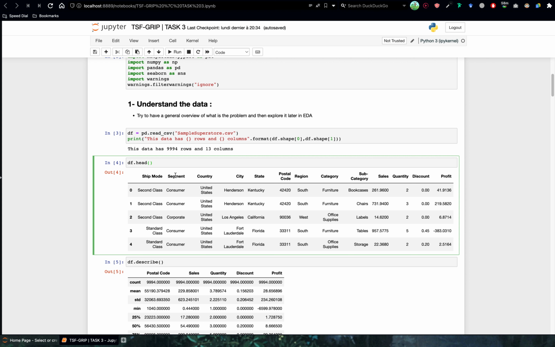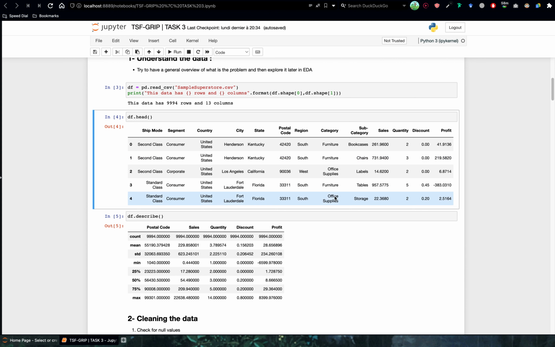Ship mode, segment, which is the type of client, country, city, state, self-explanatory, category, which is the category of our products, and subcategories, sales, how much money we made, and profit, how much we profited from our sales. Quantity and discount are also self-explanatory.